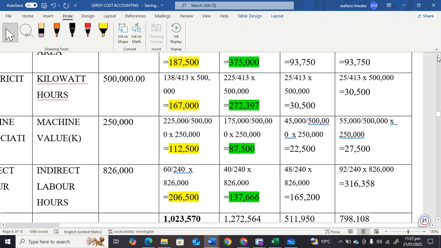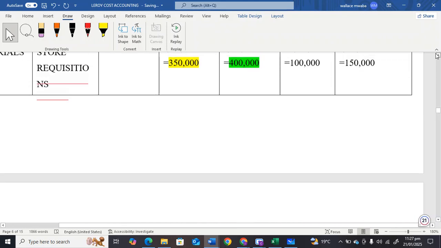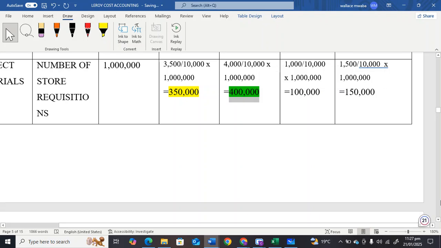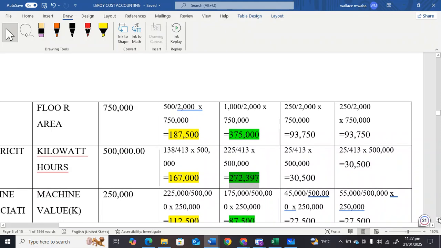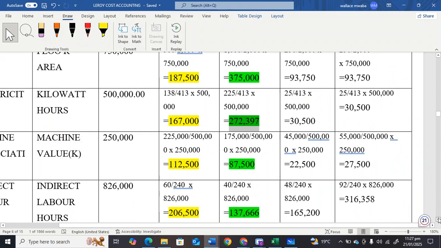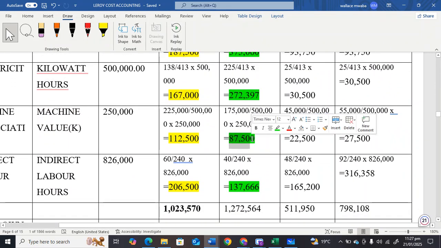Okay. So now let's get the true figure then. So 400,000 plus 375,000 plus 272,397 plus 87,500 plus 137,666.